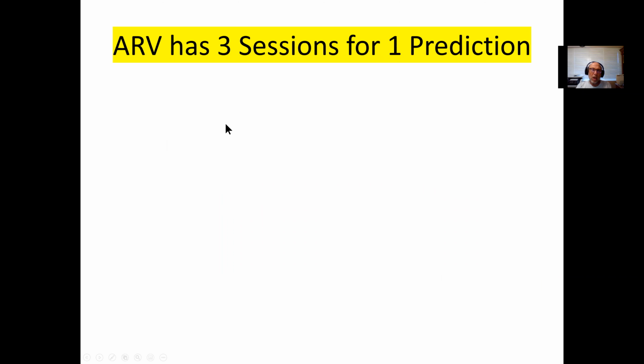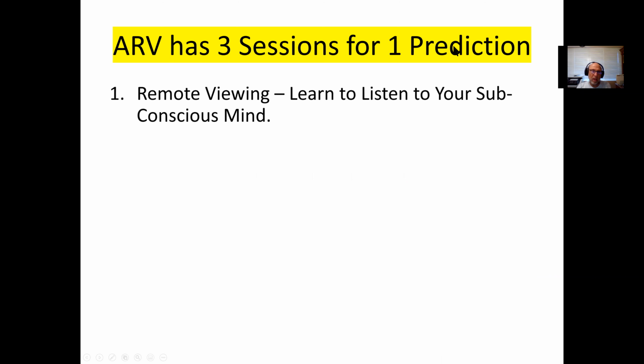Okay, so final summary, and then I'll show you how we actually do it. There are 3 sessions to make one ARV prediction. The first one is a remote viewing session. And now this is in linear time. If I had to come up with one thing which you do as a remote viewer and an ARVer, it is to learn to listen to your subconscious mind.